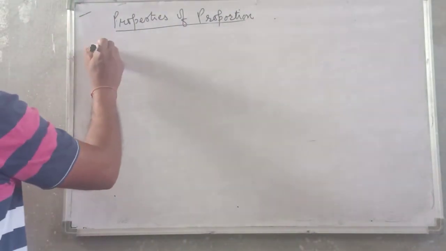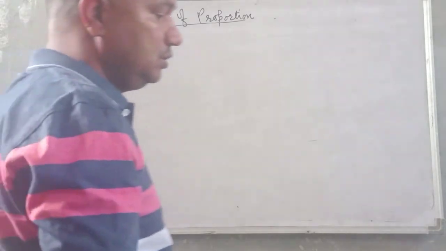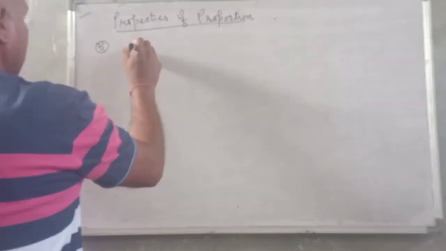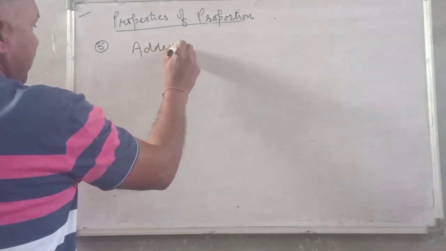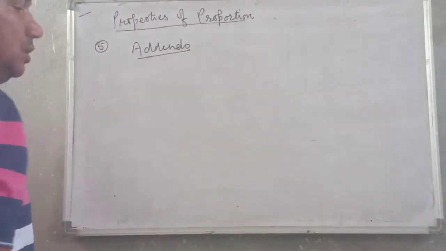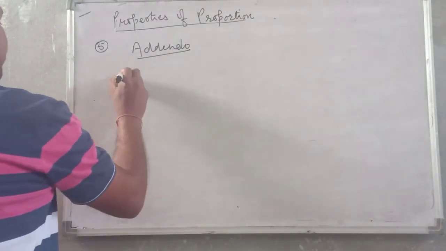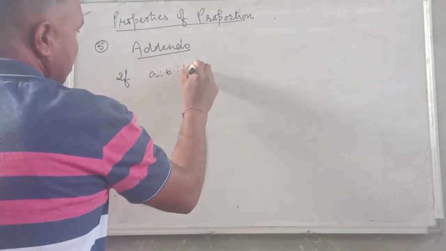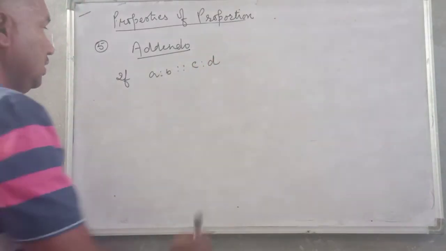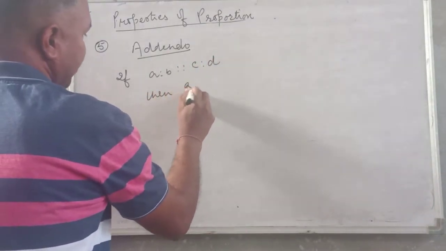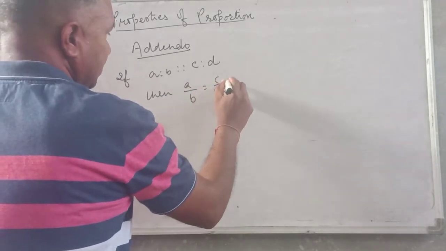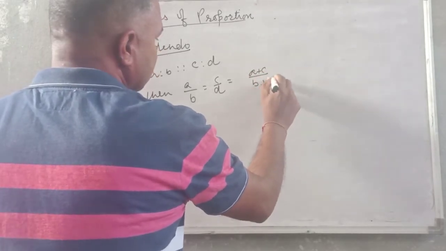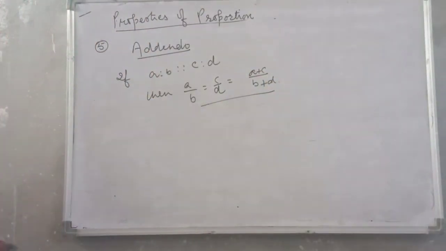नेक्स्ट प्रॉपर्टी जिसको हम बोलते हैं addendo. If A is to B, C is to D, then A by B is equal to C by D is equal to A plus C by B plus D. ये हो जाएगा.